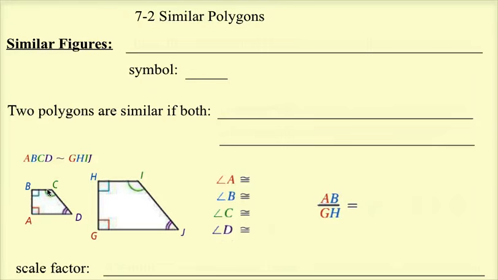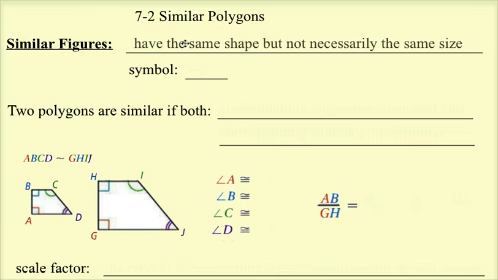This is lesson 7-2, similar polygons. Similar figures have the same shape but not necessarily the same size. So the shape has to be the same, but the size does not. One could be larger than the other or smaller than the other. The symbol that we're going to use for similar is this little squiggly guy.